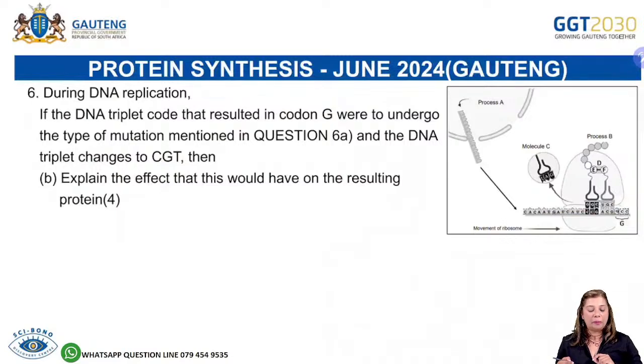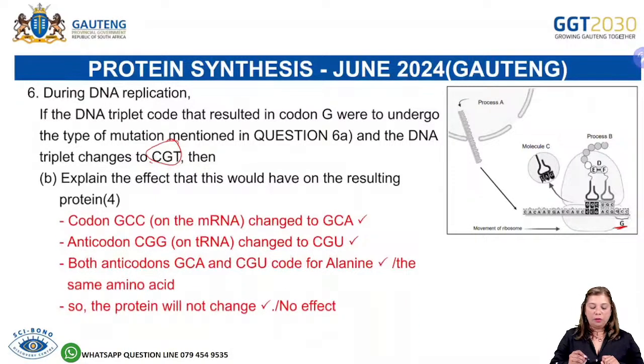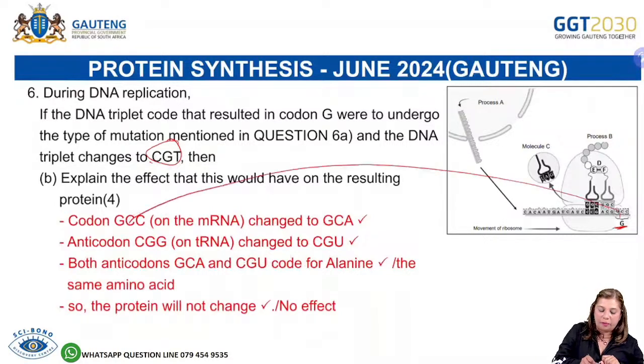So during DNA replication, if the DNA triplet code that resulted in codon G, so we look for codon G, there's codon G, were to undergo a type of mutation mentioned in the previous question, and the DNA triplet changes to CGT. So the triplet, from GCC, changes to CGT. What's going to happen? Let us explain the effect. So it was first GCC. Where did we get that? We got that from the question.